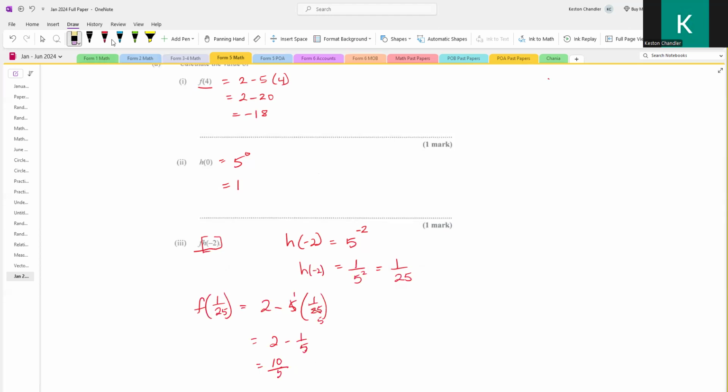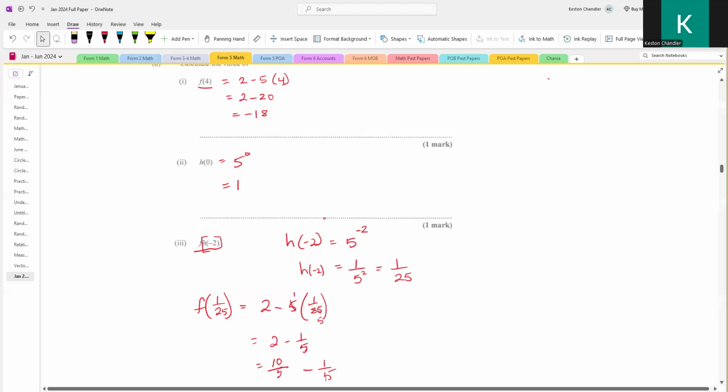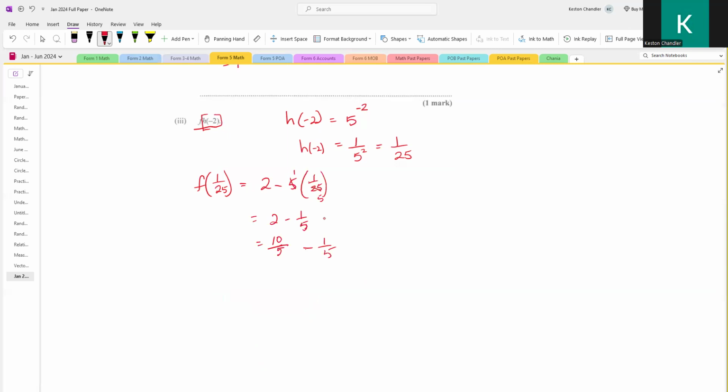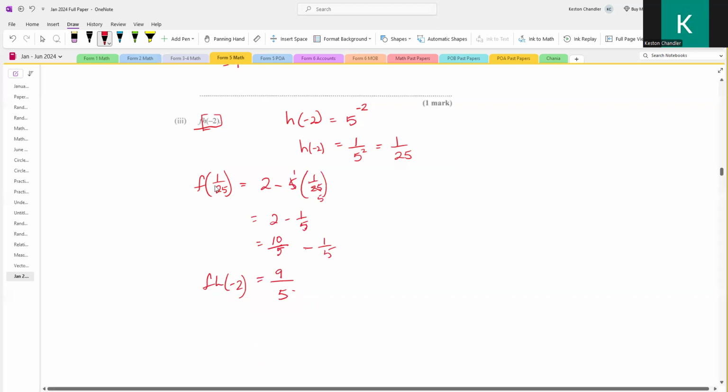Everybody understand how I get 10 over 5? I just multiply 2 by 5 to get 10. If I reduce that, I'll get 2. And 10 minus 1, this is a 5 on it here, it's going to give me 9 over 5. So f of h of negative 2 is 9 over 5. Everybody understand that? Give me a thumbs up if you understand that. Very good. So we're pressing forward, right?